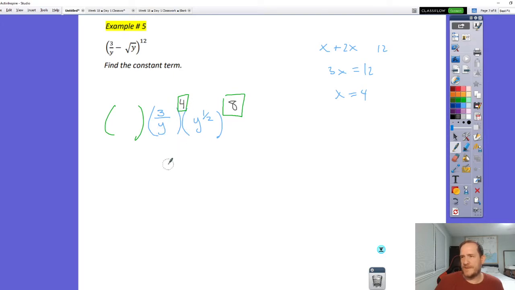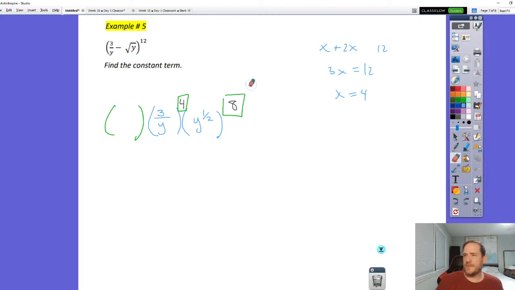And then what'll that do? That'll give you a y to the negative 4th here, and it'll give you a y to the 4th here. And that'll give you a y to the 0. So they go poof, and we'll get our constant, okay? Hopefully that logic makes sense to people.